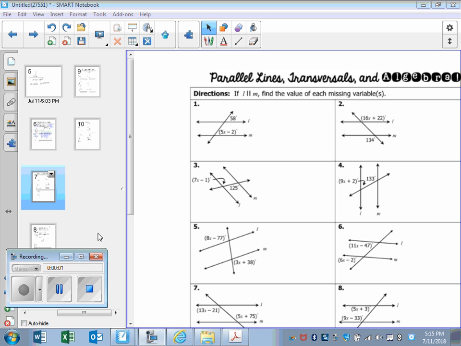So the next part is introduction to parallel lines, transversals, and algebra. The way you want to really look at this is, there's two different ways. First of all, we already know the line L is parallel to line M, and that line going through both of them is a transversal. So we want to set up equations.